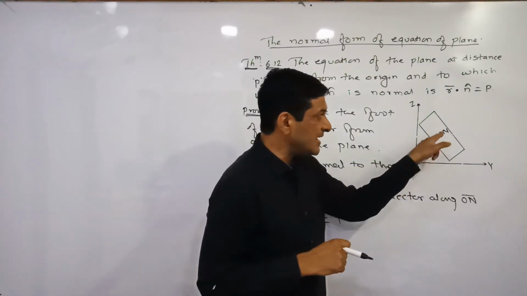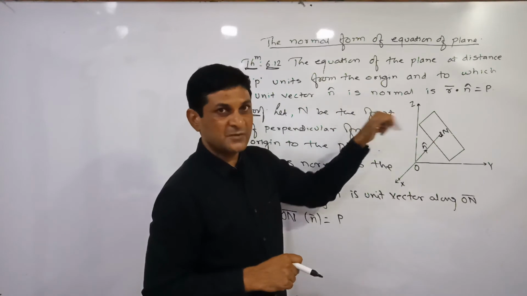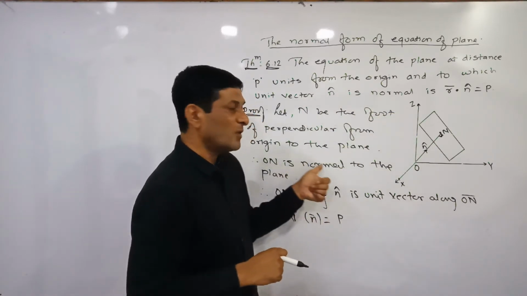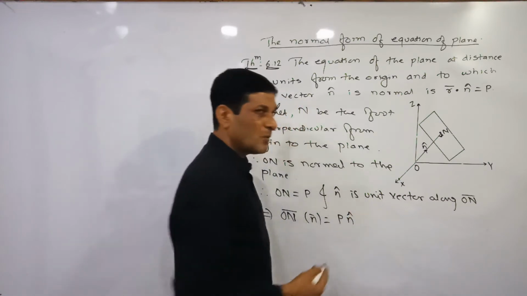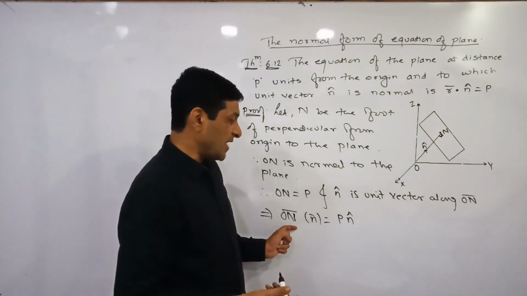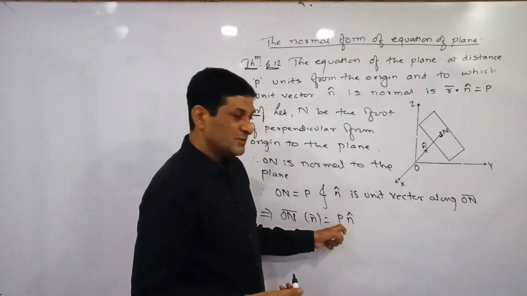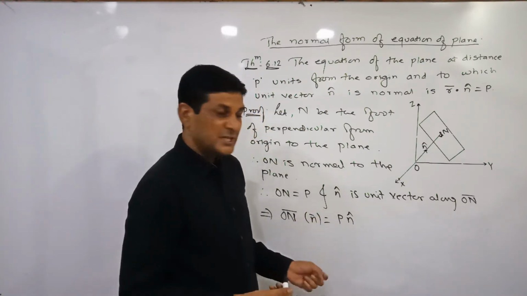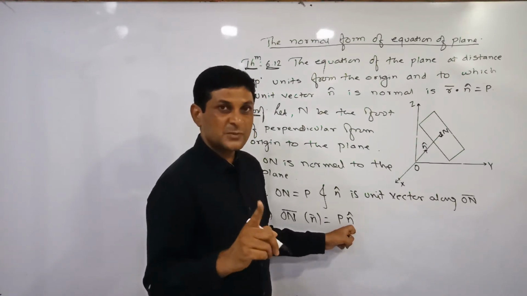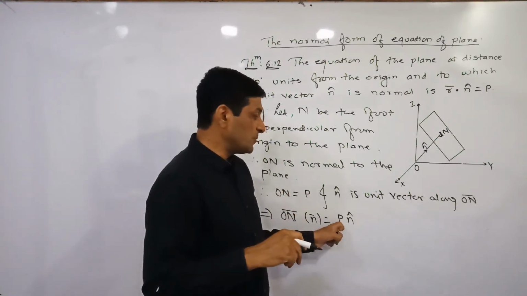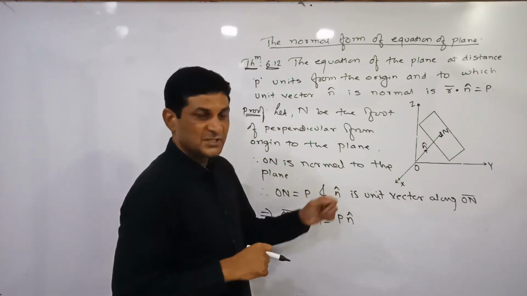Can I say that its direction is along N bar? According to the given condition, N cap is a unit vector along the normal, and ON is also normal to the plane. That's why we can say that its direction is along N cap. So in this way, the value of ON bar will be equal to P into N cap. P is the magnitude. Why are we saying that P is the magnitude? Because N cap is a unit vector, so its magnitude is 1. 1 into P is equal to P. So our first condition is satisfied, that the magnitude is equal to P.